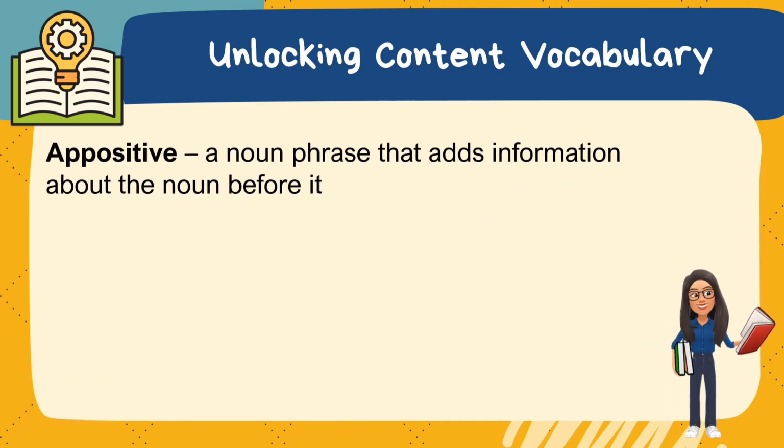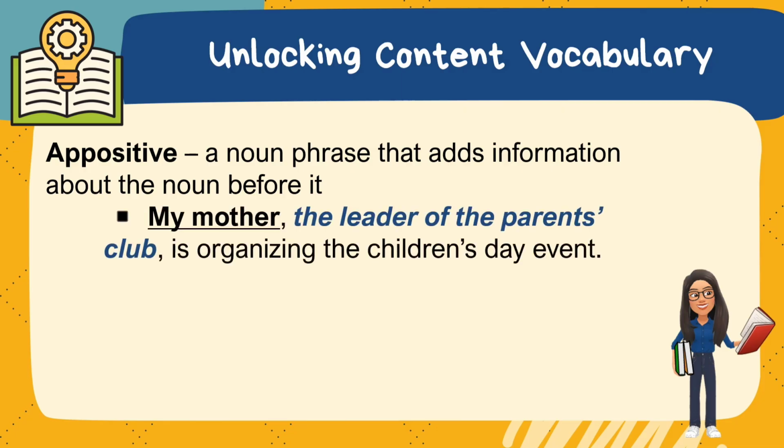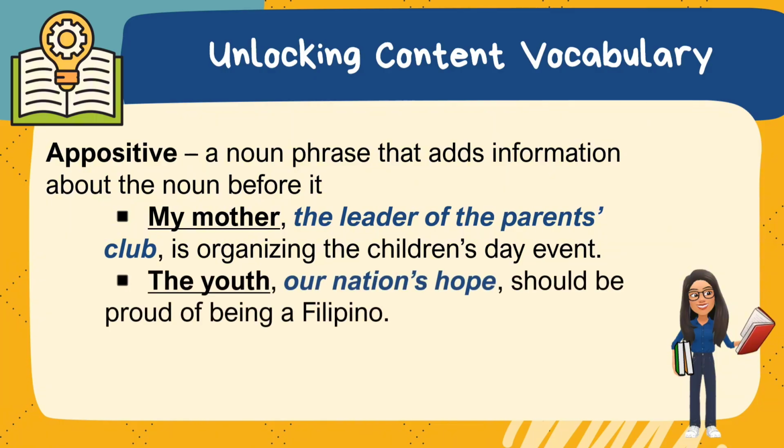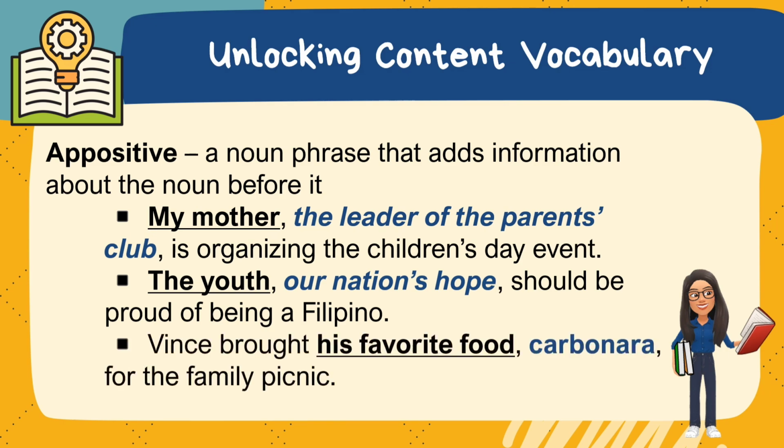The second context clue is called appositive. Appositive refers to a noun phrase that adds information about the noun before it. For example, my mother, the leader of the Parents Club, is organizing the Children's Day event. The youth, our nation's hope, should be proud of being a Filipino. And Vince brought his favorite food, carbonara, for the family picnic.